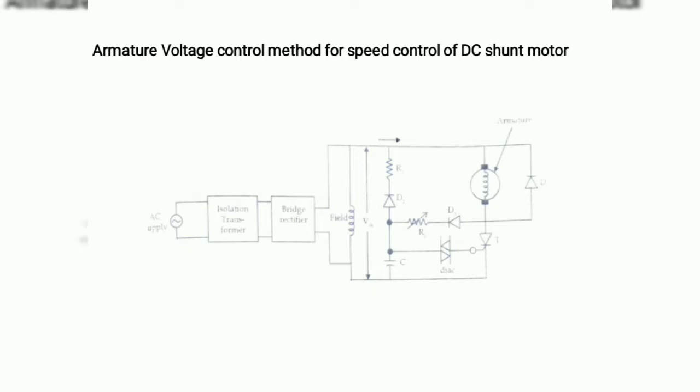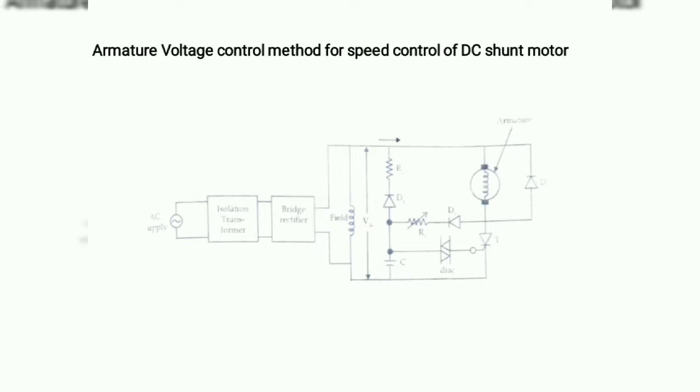When capacitor C has charged to the forward breakover voltage of the DIAC, a trigger pulse is provided by the DIAC to the SCR. If the DIAC provides the trigger pulse, the SCR turns on. The triggering angle can be controlled by the variable resistance R1, which means you vary the resistance value.